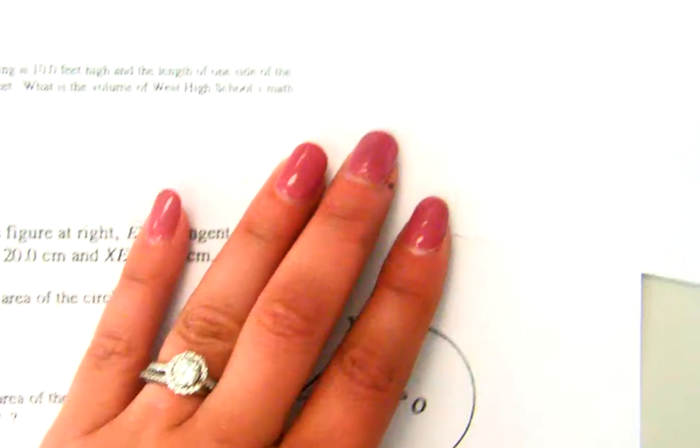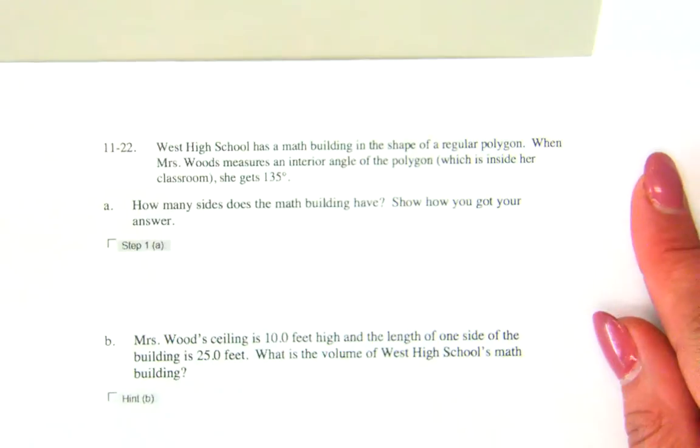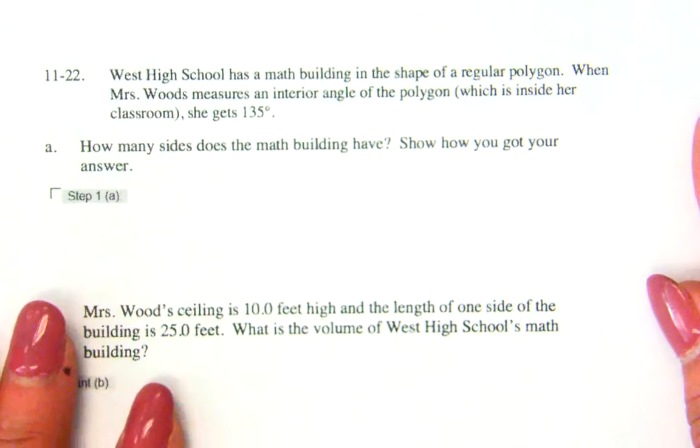You have, what is this? West High School. I don't even know what this is. I'm going to hide this so you can't see it. Okay, it says West High School has a math building in the shape of a regular pentagon.